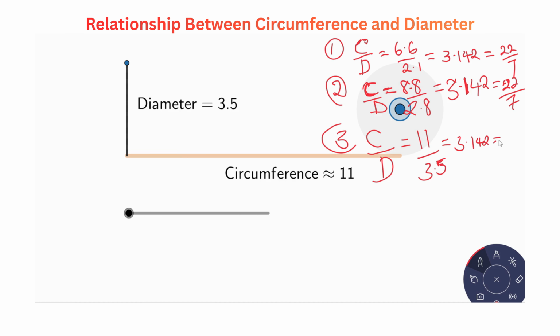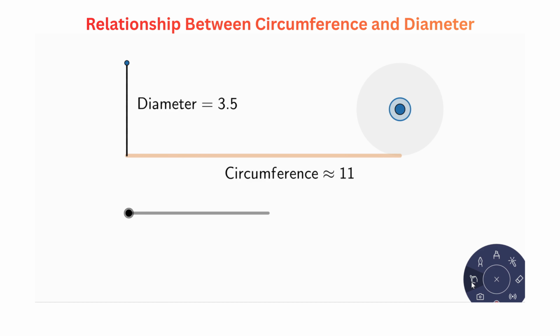3.142, which is the same as 22 over 7. Now, what have we learned? We've learned that for any diameter, if you divide the circumference by diameter, you'll find that the diameter goes into circumference 3 times, and it leaves a small space, which is now 0.142.